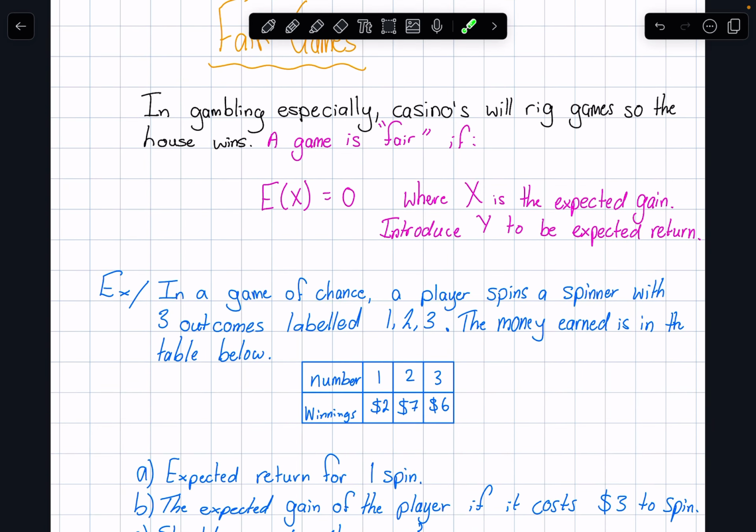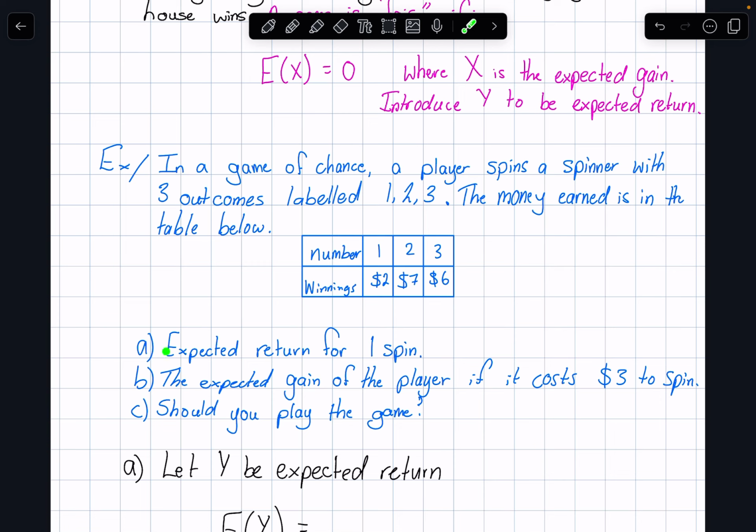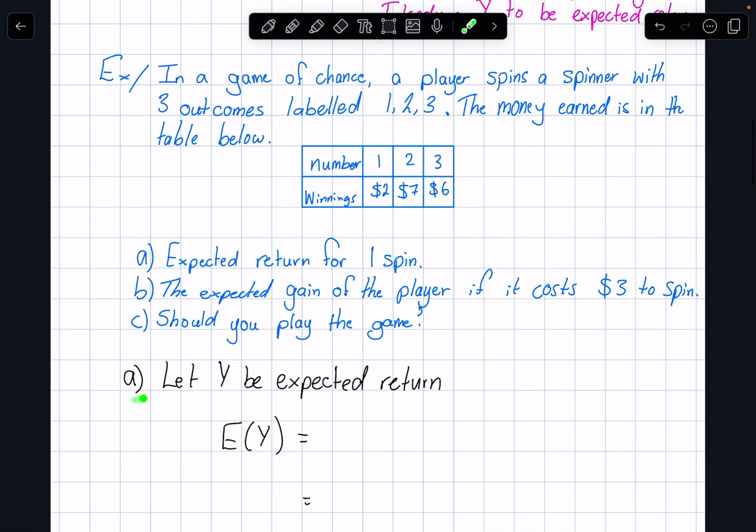So in a game of chance, a player spins a spinner with 3 outcomes labelled 1, 2, and 3. The money earned is in the table below, so $2, $7, and $6 respectively. So we're going to find the expected return for one spin, the overall expected gain if it costs $3 to spin, and should you play the game. So we're going to let y be the expected return as we said above.